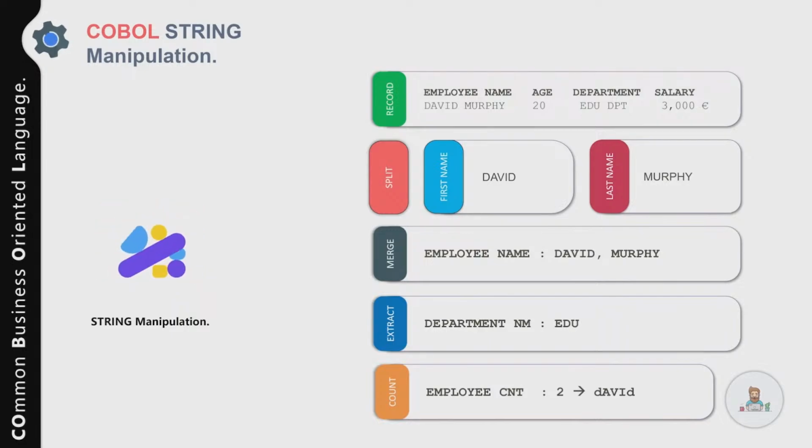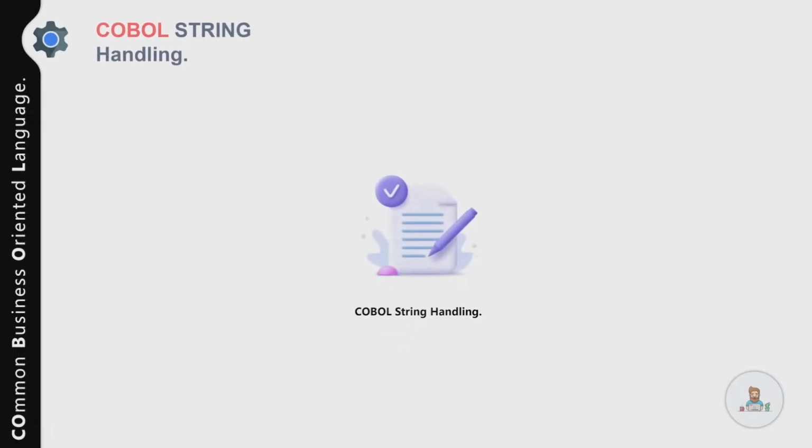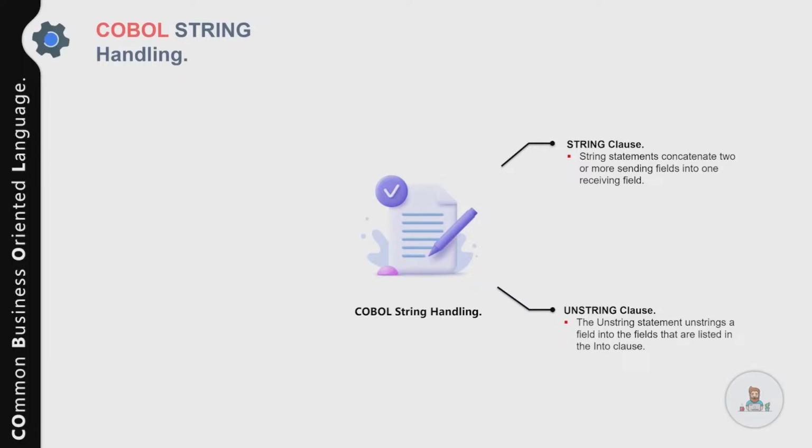So these are the general operations we use to perform in our day-to-day life. And all programming languages come with built-in functions, and you can very well use them to perform various operations as per your requirement. Now let's talk about the various functions or clauses which are available in COBOL, and with the help of these you can perform the operations that we have discussed so far. So the first one is the string clause, and it is used to concatenate two or more sending fields into a receiving field. Then we have the unstring clause, which is generally used to split or unstring a field into multiple fields, which are specified in the into clause. Then we have the inspect statement, which is used to count or replace characters within a field or a string.